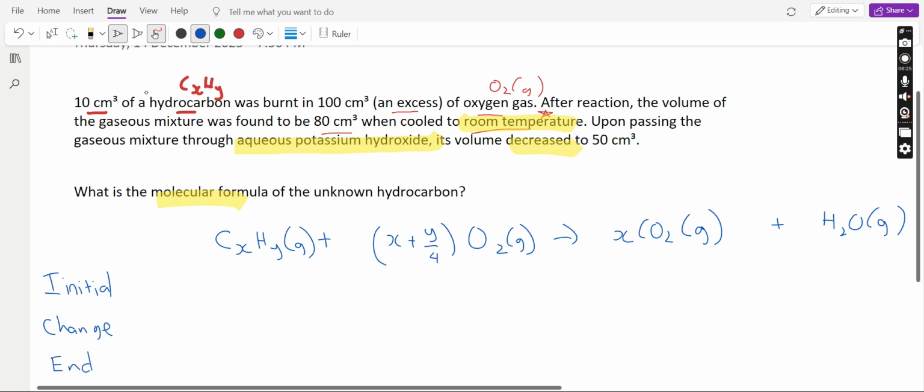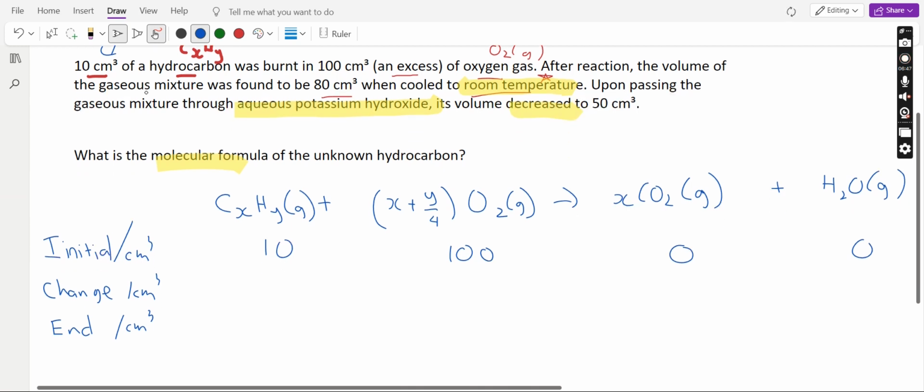So what is there by the end of the reaction? Since they give me volume, I will keep it in cm cube, cm cube, cm cube. At the start I have 10 cm cube of hydrocarbon and 100 cm cube of oxygen gas, and then you have none of these two. All of the hydrocarbon reacted, and then here's your stoichiometry, your mole concept.